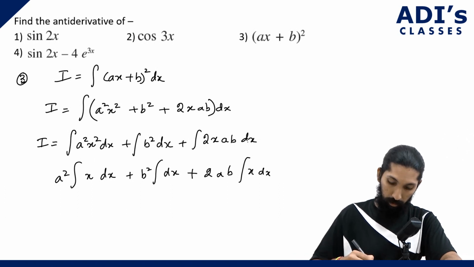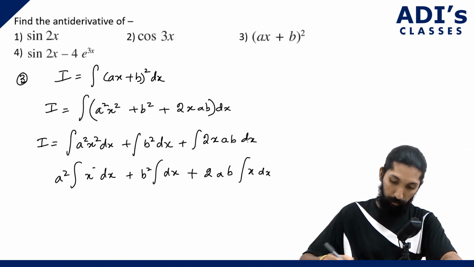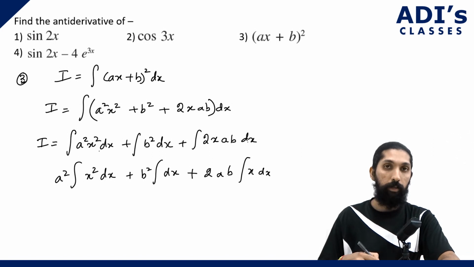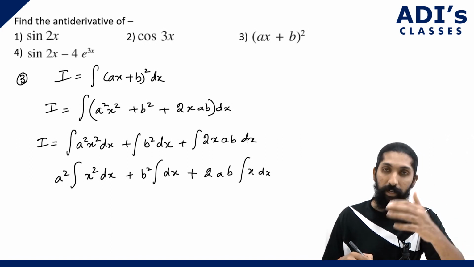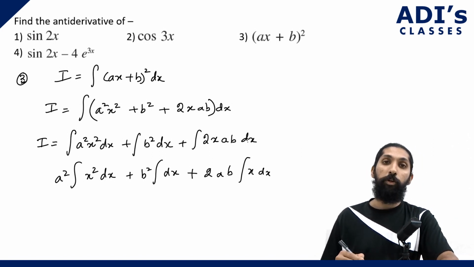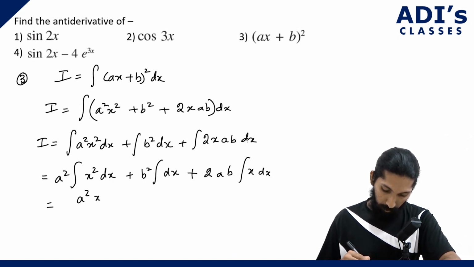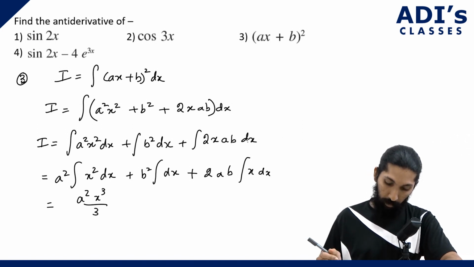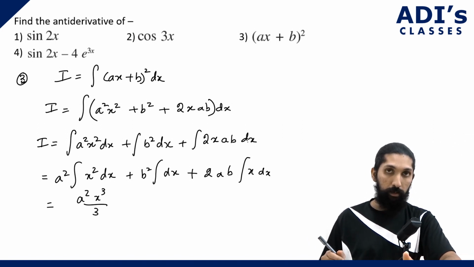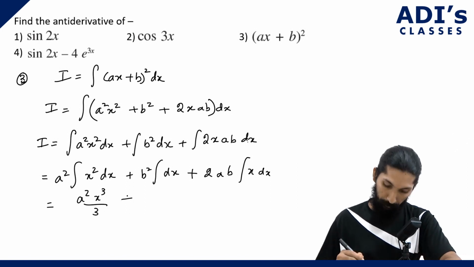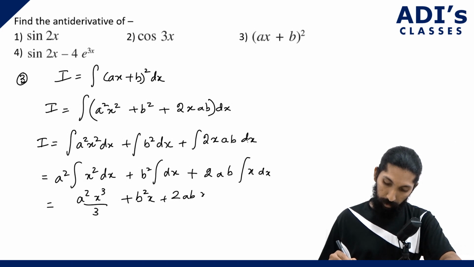Here it's not x square, sorry, x cube, it is supposed to be x square. After integrating, we get x cube, all right? Now you integrate. So you'll get a square into x cube divided by 3. I'm sure all of you remember, x power n is what? x power n plus 1 by n plus 1. Plus b square into x plus 2ab into x square divided by 2.